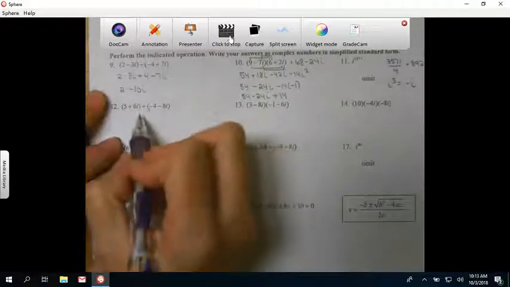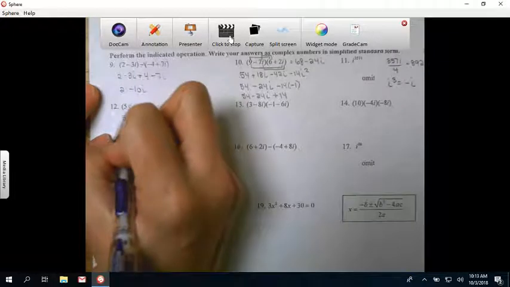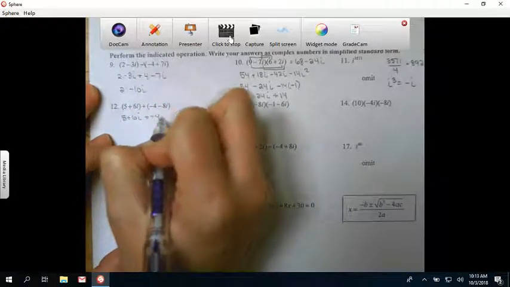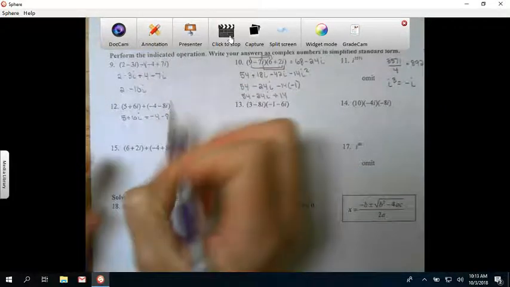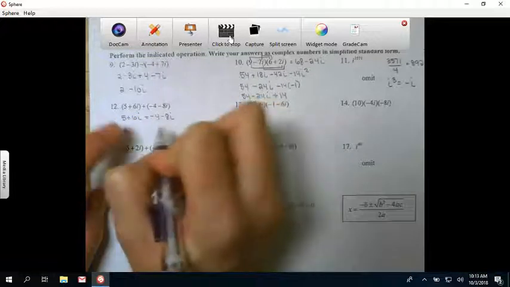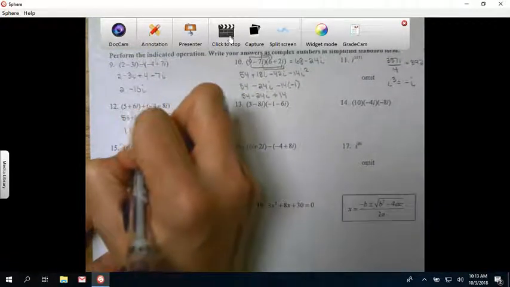Okay, over here, since I am adding, I don't really need my parentheses because I don't have a negative sign that I need to distribute through. So combine our like terms. So I have 5 plus a -4, which will give me 1, and I have 6i minus 8i, which is going to give me a -2i.